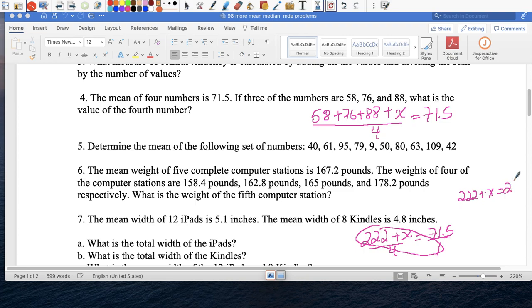So now you can easily guess what that last score was. 222 plus what number is 286? Well, let's subtract 222 from each side. And x equals, what is that, 64. So that last grade you got was 64.